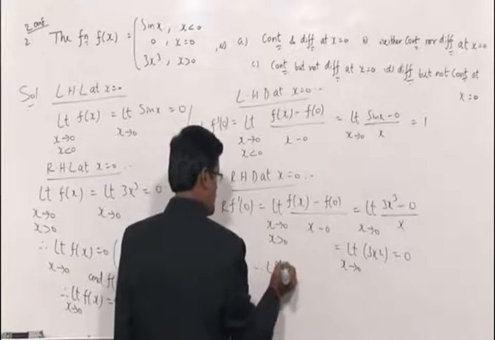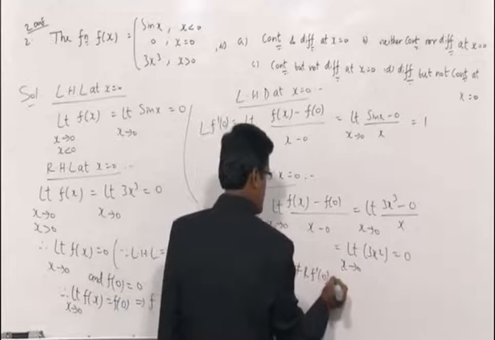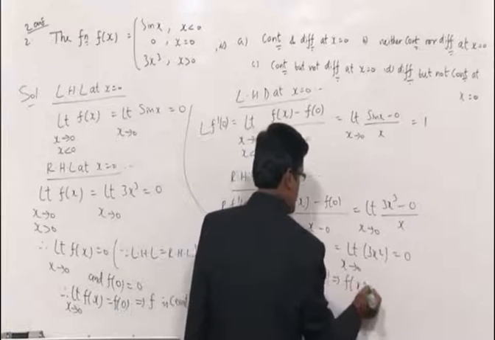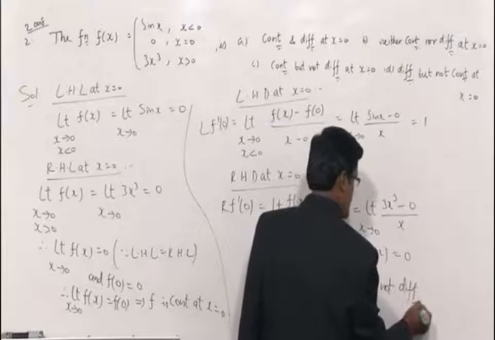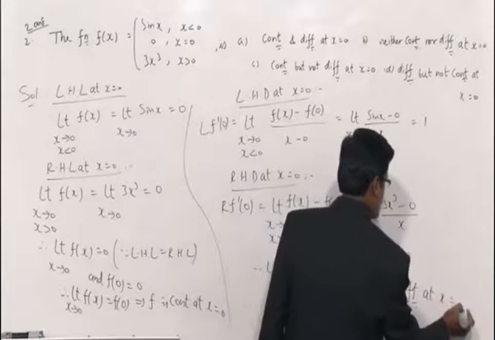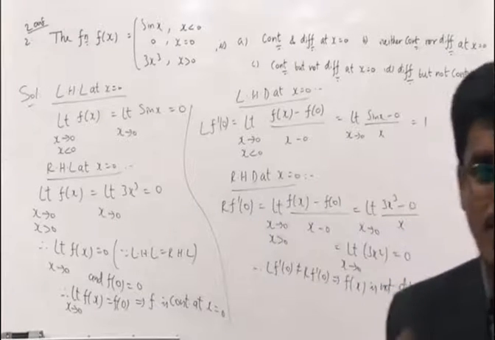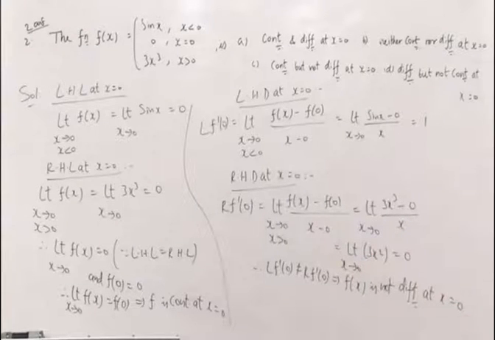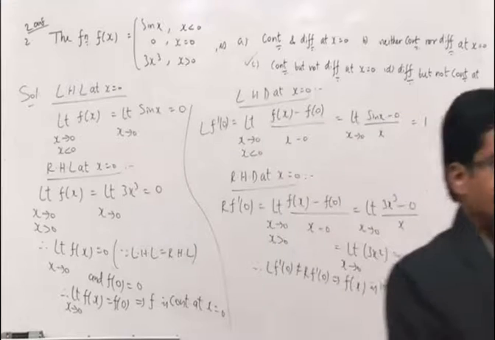Therefore, LF'(0) is not equal to RF'(0), which implies f(x) is not differentiable at x equal to 0, that is, f'(0) does not exist. Look at the definitions: f'(a) does not exist is the alternative sentence I gave. So accordingly, the answer is option C, put the tick. This is 2 marks.